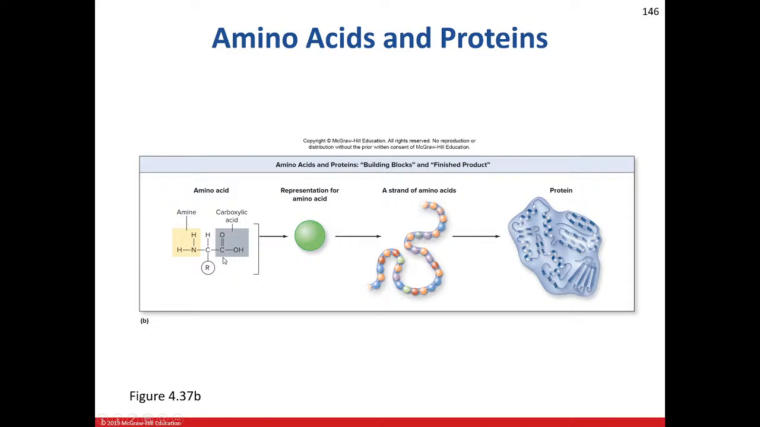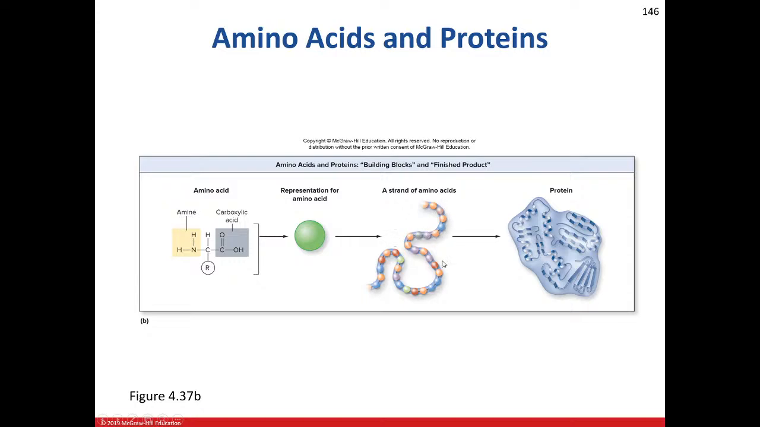Now here you can see an amino acid with its amine head, its nitrogenous head, and then its carboxy tail. You see the central carbon and the R group. Okay. And so we're just going to continue building a chain of amino acids. The nitrogenous head of the next one comes in and binds to the carboxy tail of the first one, again through a peptide bond, and then we continue to build this chain of amino acids.